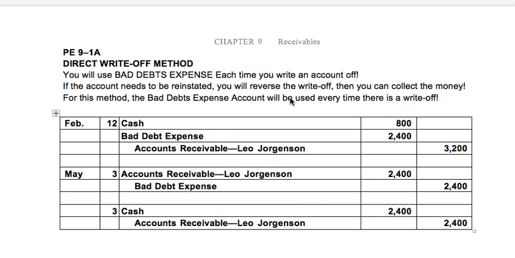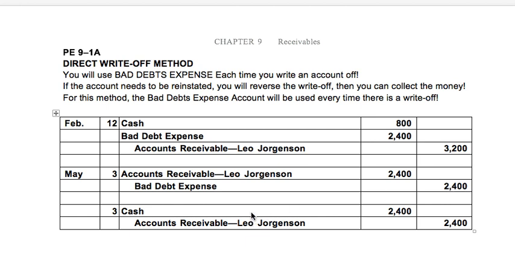On May 3rd, it says we reinstated the account of Leo Jorgensen and received $2,400 cash in full payment. So what happened is that we got a check in the mail for $2,400 from Mr. Jorgensen. Before we can put that check on our books, we have to reinstate this receivable, because we wiped it off on February 12th. So we would debit accounts receivable for the amount he paid us, and we credit bad debt expense, because it's no longer a bad debt expense since he just paid us that money.